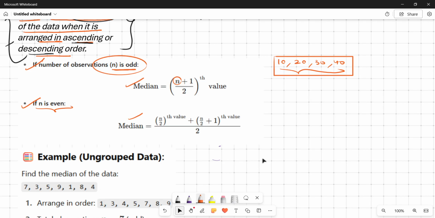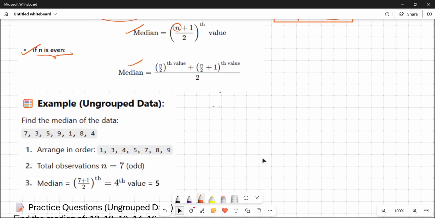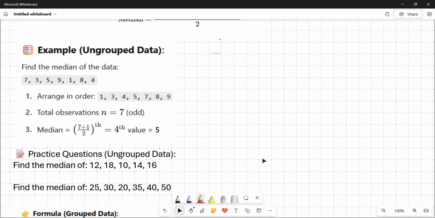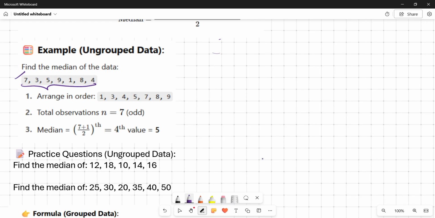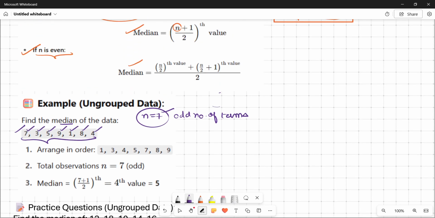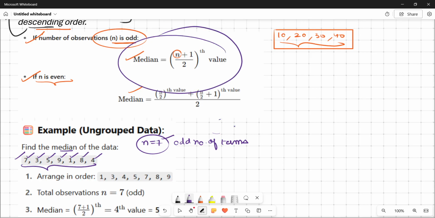So I think theory is enough. Now we will be moving to the practical application of this median. So now the questioner is asking, we have to find the median of this data. First of all, count the number of terms. So we have 1, 2, 3, 4, 5, 6, 7. So n is equal to 7. They are an odd number of terms. So which formula will be used? For an odd number of terms, this formula will be used.